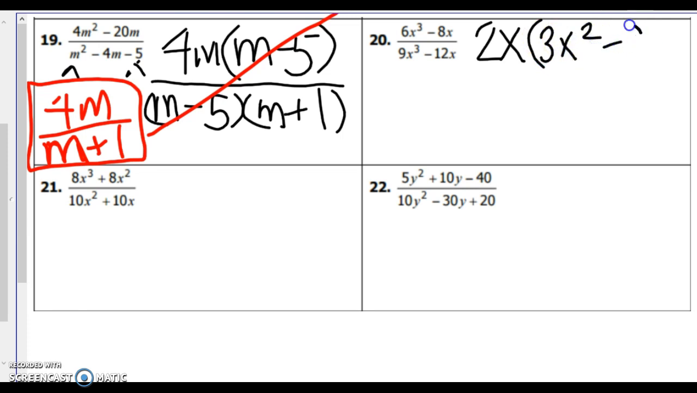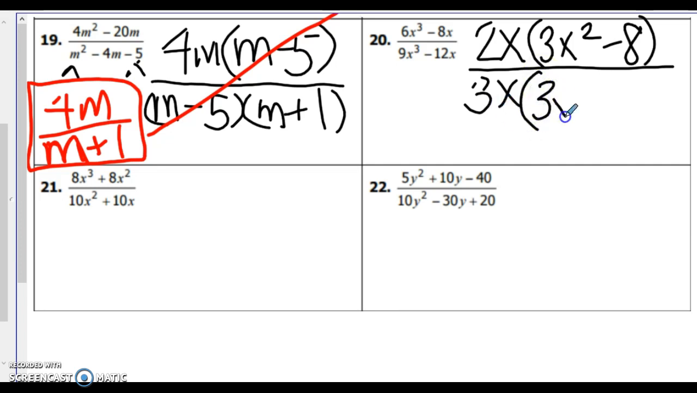squared minus 8. Oh, that's kind of ugly. But let's see if that comes out something nice on the bottom. The bottom, 9x to the third minus 12x. What comes out of 9 and 12? 3. What comes out of x to the third and x? X. Don't forget to look to see if a letter comes out as well. So then I'm left with 3x squared minus 4. Did I make a mistake? I did. Do you see the mistake I made?